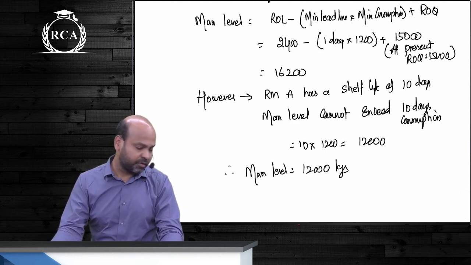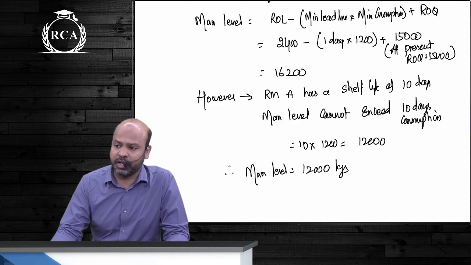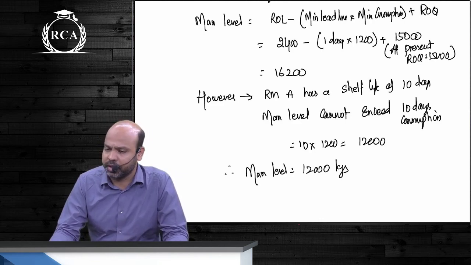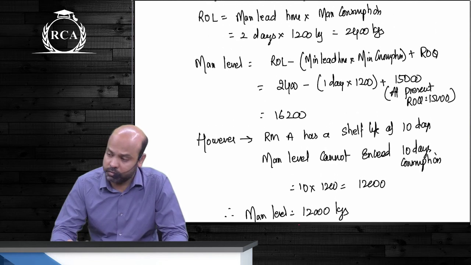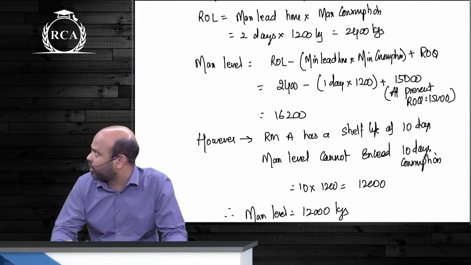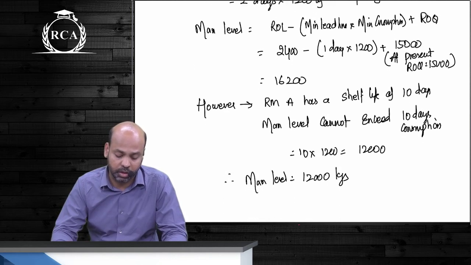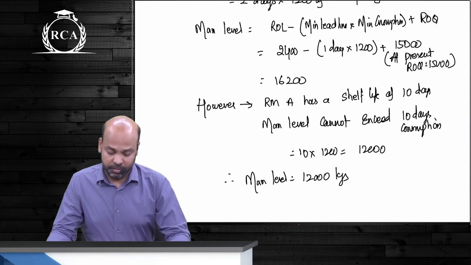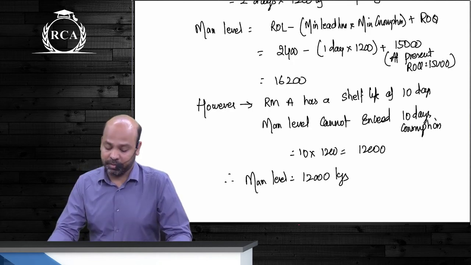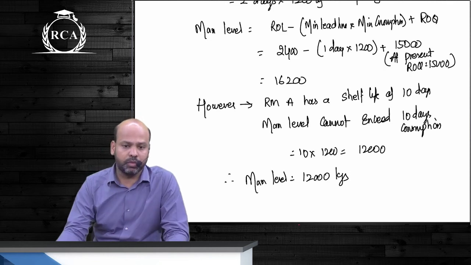After reorder level, we have computed maximum level, but then because of that 10 days nature, you will write that it is 12,000 kgs. Reorder level is maximum lead time into maximum consumption. 2 days into 1200 kgs, 2400. Maximum level is ROL minus minimum lead time into minimum consumption plus ROQ.